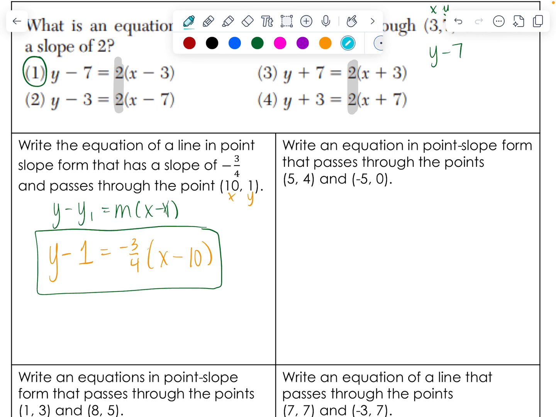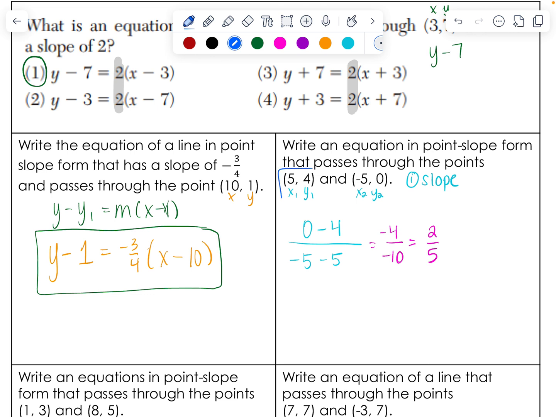Next one says, write an equation in point-slope form that passes through, and it gives you 2 points. So right now, we don't have a slope. So the first thing that we need to do is find a slope. And we're going to do that by labeling x1, y1, x2, y2, and using our formula of y2 minus y1 over x2 minus x1. So I'm going to simplify that. I get negative 4 over negative 10, which simplifies to 2/5. Now at this point, you can take either coordinate that they gave you and substitute in the numbers. So I'm going to do both so that you can see.